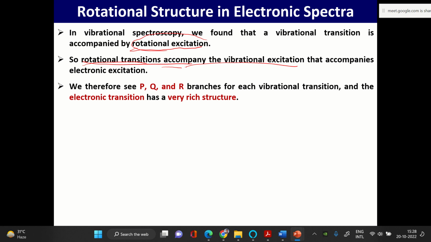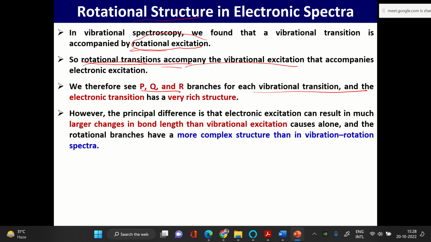Few things will be observed in the rotational fine structure, which can sometimes be seen in the electronic spectra. The PQR branches for each vibrational transition, and the electronic transition has a very rich structure. I think I can continue with the rotational fine structure in electronic spectra in the next class, and I will take it tomorrow morning at 6:45 AM.